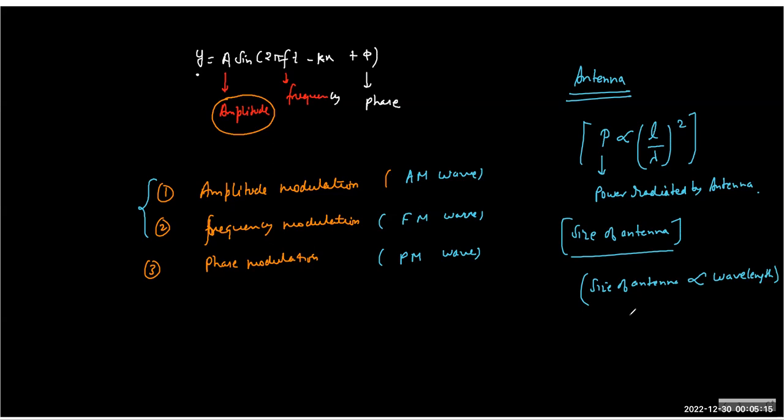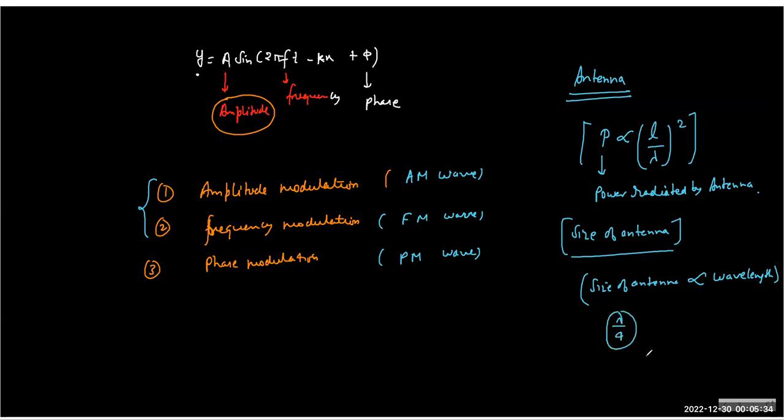So imagine if someone is trying to transmit the radio wave. The radio waves are in kilometers. Understood. And to transmit kilometers, we need a minimum of lambda by 4. How much we need?